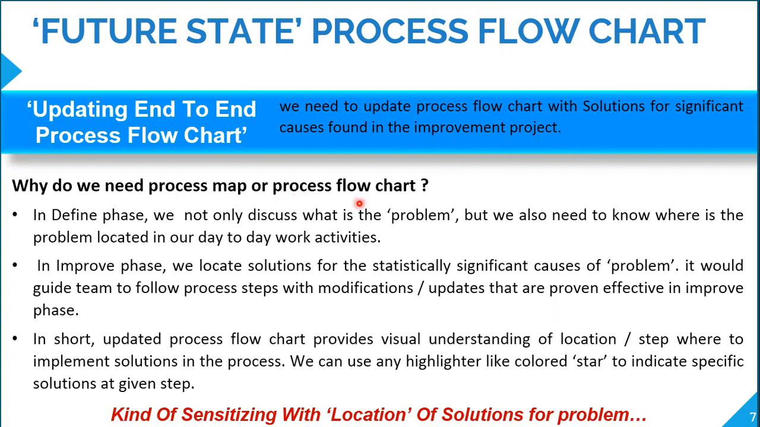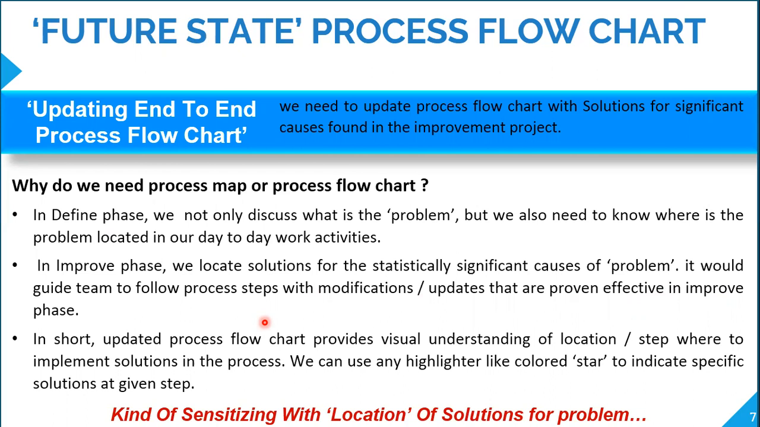Why do we need a process map or process flow chart? Let's go through this. In the define phase, we not only discuss what the problem is, but we also need to know where the problem is located in our day-to-day work activities. In the improve phase, we locate solutions for the statistically significant causes of the problem. It would guide the team to follow process steps with modifications and updates that are proven effective in the improve phase.